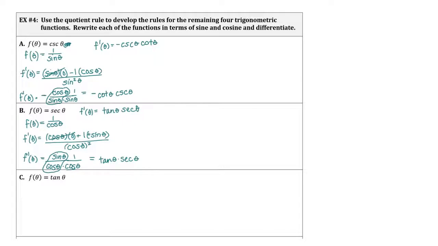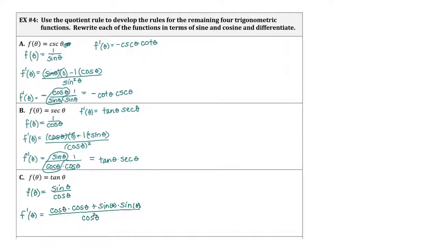All right, so now let's go to part C and develop it. So let's see, f of theta, if I rewrite this, is going to be sine theta over cosine theta. And so f prime of theta, that's going to be the bottom times the derivative of the top minus top times derivative of the bottom, which is negative sine. So I'm going to put a plus there so we don't have so many signs floating around. And that's going to be all over the bottom squared. So that's going to be cosine theta squared.